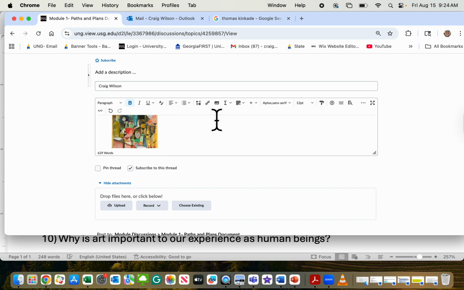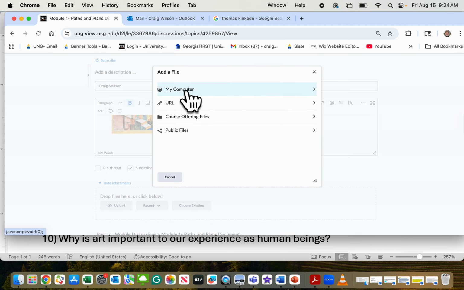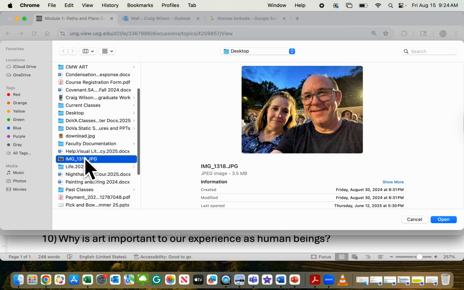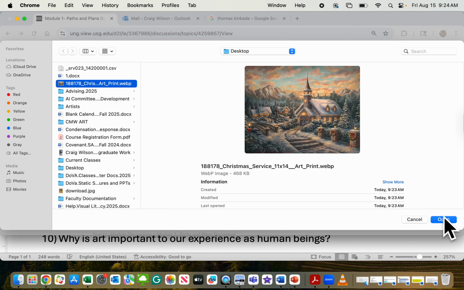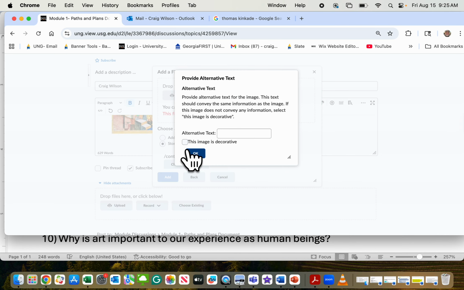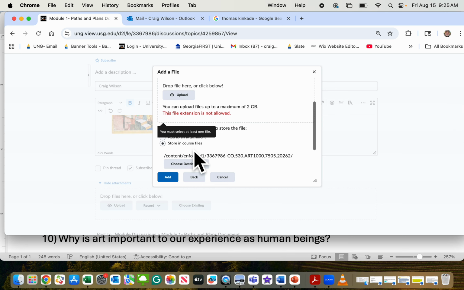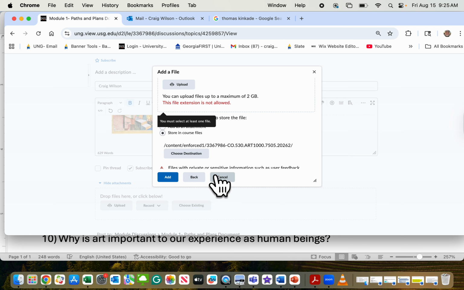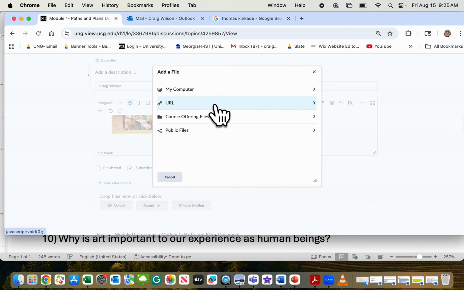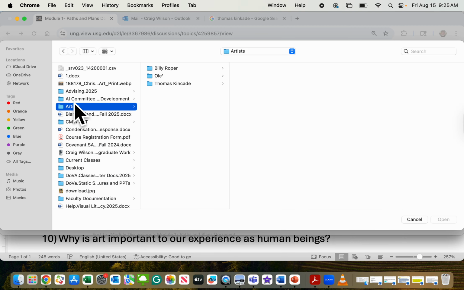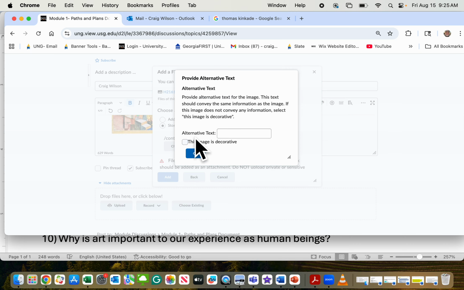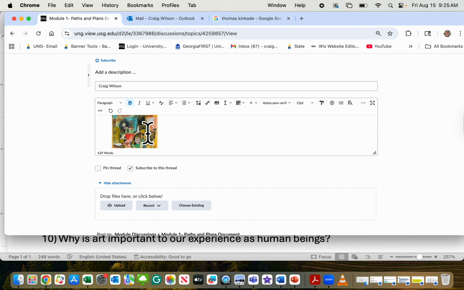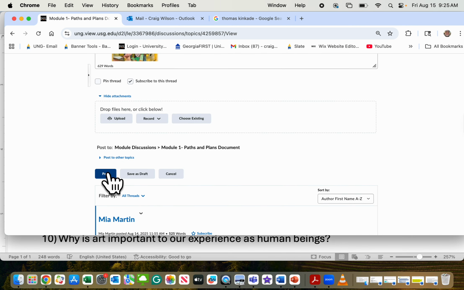Okay, now I'm going to hit the return key so that my cursor goes down. I'm going to hit my JPEG button there, my image button. Find the next image, not that one. Where is it? Ah, here it is. This image is decorative. Must be the wrong file extension. Sometimes if it's not a JPEG, it won't work. I have some other Thomas Kinkades here. There's a Thomas Kinkade. Store in course files, decorative, OK. And then hit the post key.